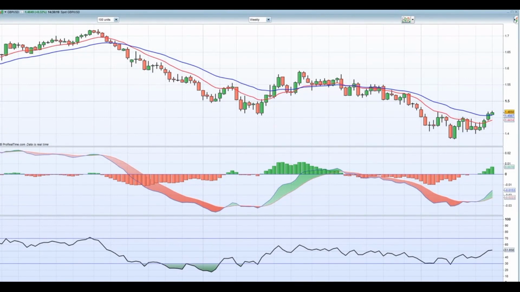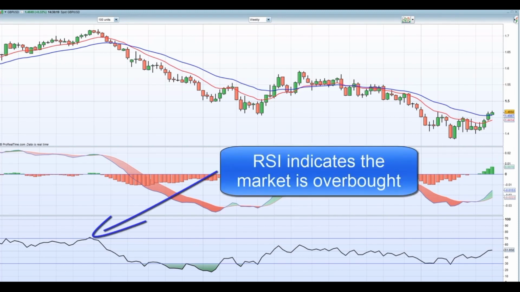Indicator 5, confluence. The last indicator isn't a new one, it's indicator confluence, which means to use multiple indicators and their signals to take a trade. Here we have the RSI and MACD we looked at. We have the RSI moving into overbought territory here. Remember that indicates the market will reverse.